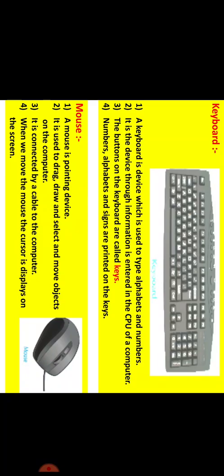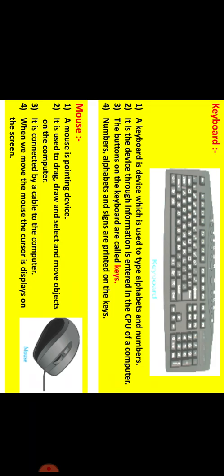When we move the mouse, the cursor is displayed on the screen. When we move our mouse with the help of our hand, a small arrow, a white color arrow is moving on the monitor or on the screen. So these are about the mouse.